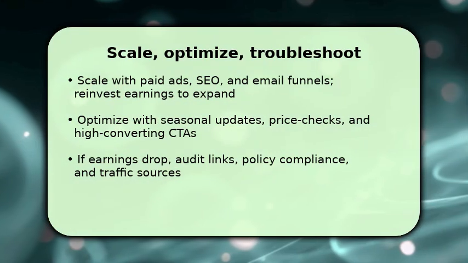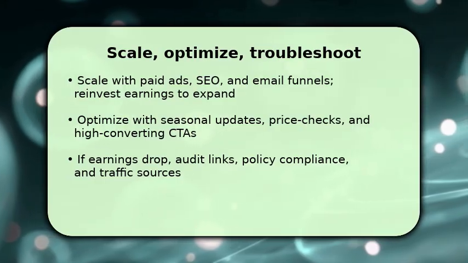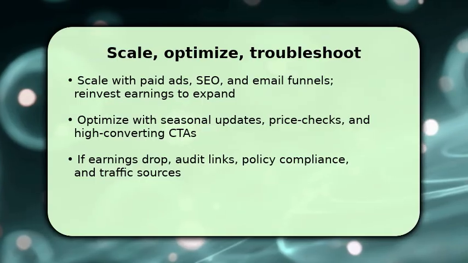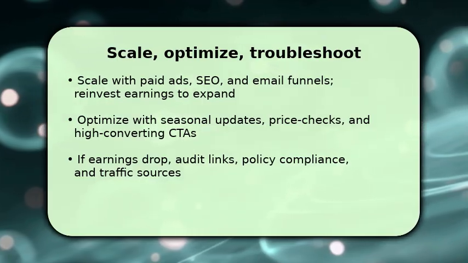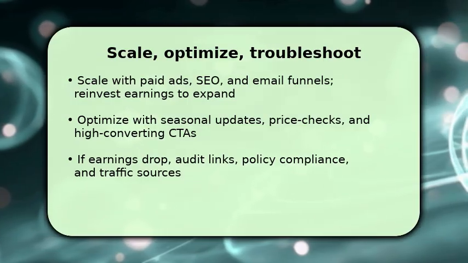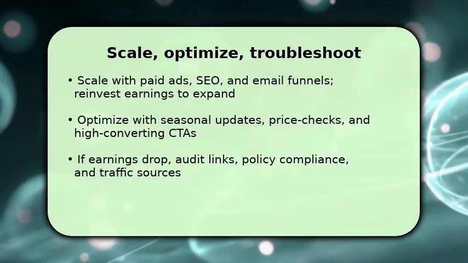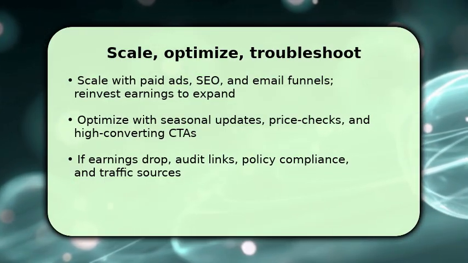You finish by scaling and optimizing. Reinvest earnings into SEO, paid ads, and email funnels to amplify winners. Once done, update seasonal pages, verify prices, and refine CTAs to keep conversion rates high. Make sure to diversify top ASIN so one product change doesn't wipe revenue.